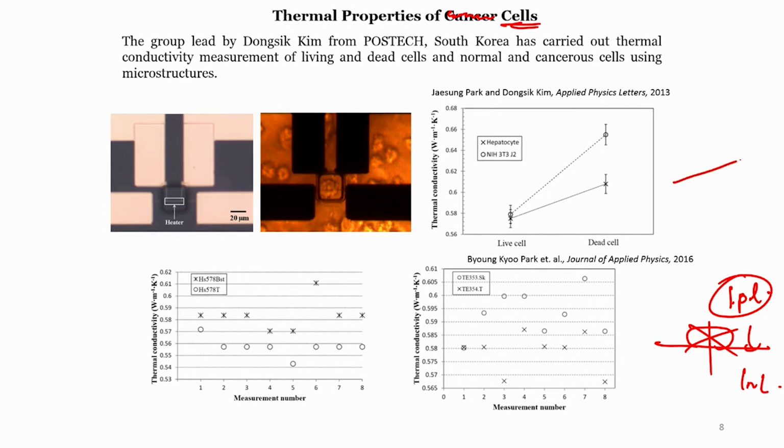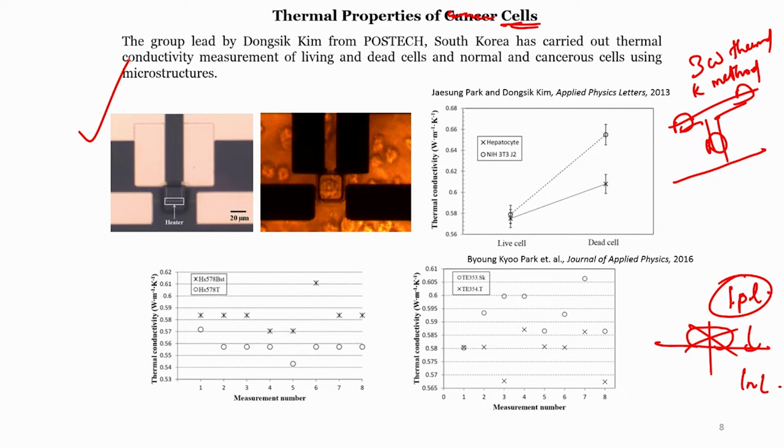So there is one way of measuring thermal conductivity using something called a 3 electrode system. There is a particular structure for it, and that is called the 3 omega thermal conductivity measurement method. Okay. This literature has tried to use the 3 omega method only.